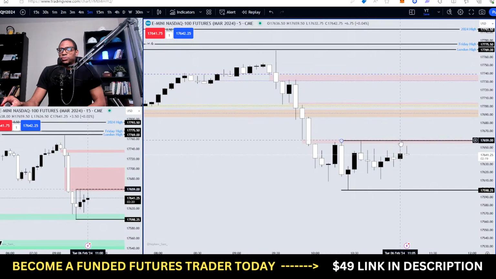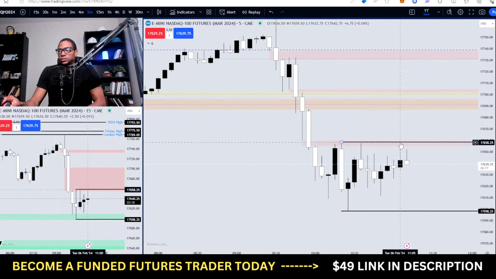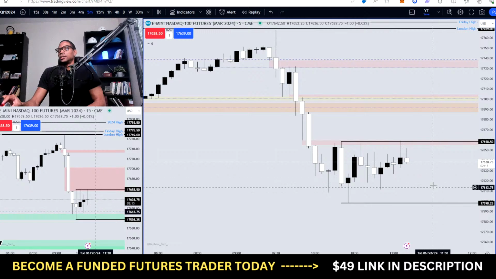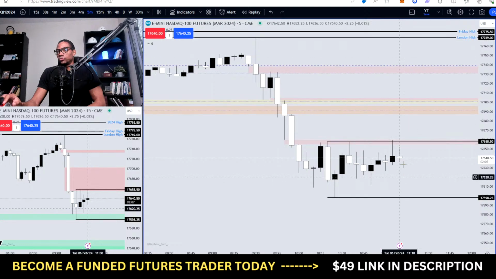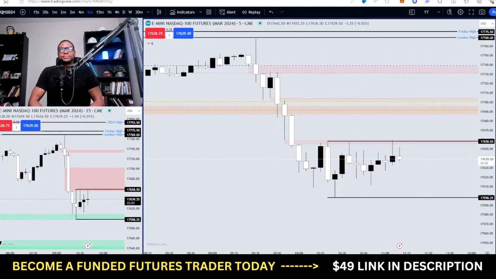The fact that it tapped through just by a couple ticks and didn't continue pushing doesn't lend well for a long. So if we see it start to break down into the lower region here, then don't be surprised if you see price move through this range here and continue further south.